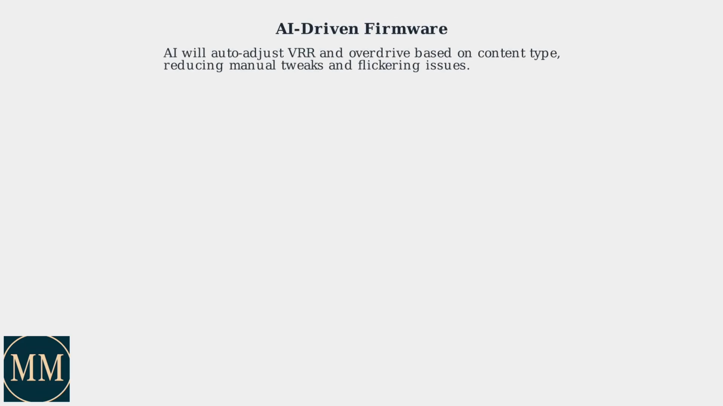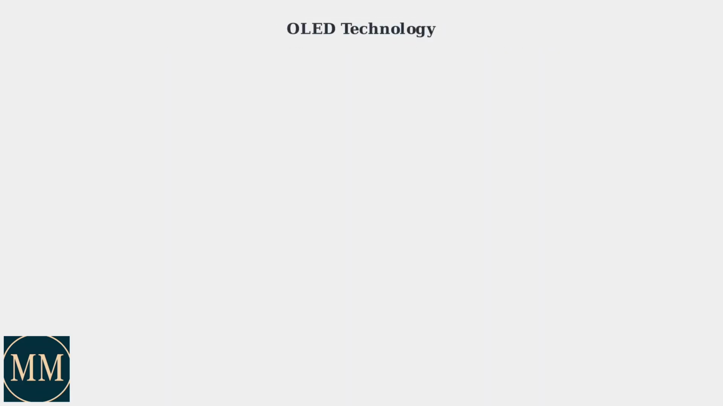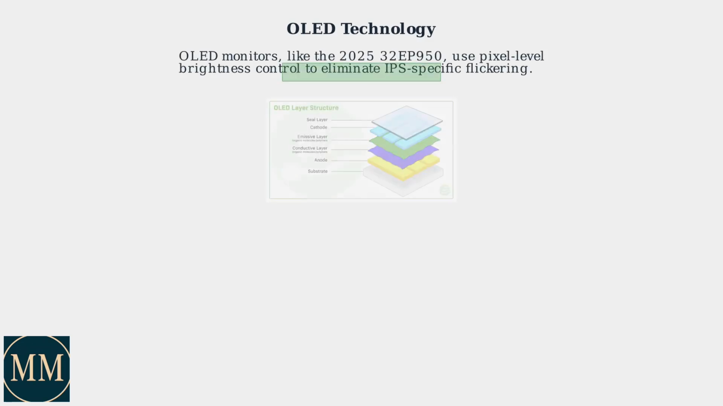Looking ahead, AI-driven firmware will automatically adjust variable refresh rate and overdrive settings based on the type of content being displayed. This intelligent system will reduce the need for manual tweaks and minimize flickering issues. OLED monitors, such as the 2025 32EP950 model, eliminate IPS-specific flickering through pixel-level brightness control.